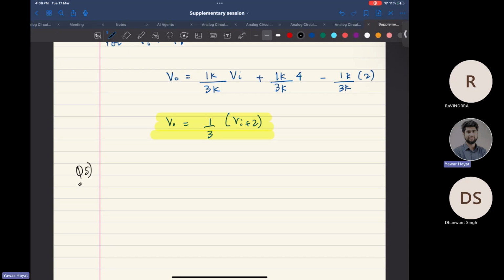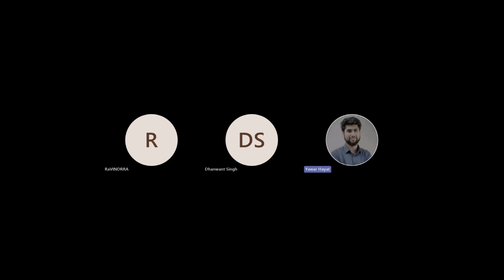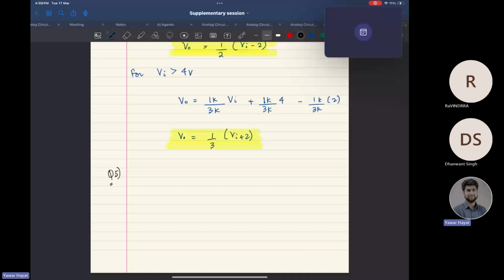Is the screen visible? Doesn't look so, I guess. Because that is stuck. Should be now, right?